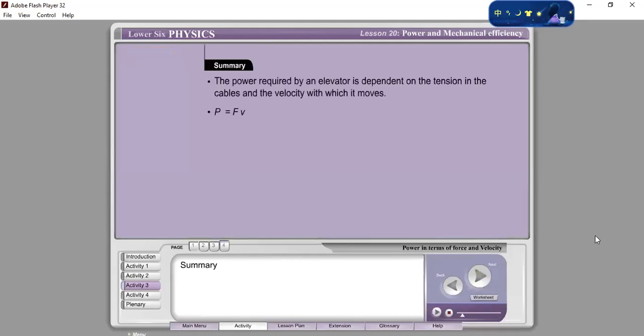Summary. The power required by an elevator is dependent on the tension in the cables and the velocity with which it moves. P equals Fv.